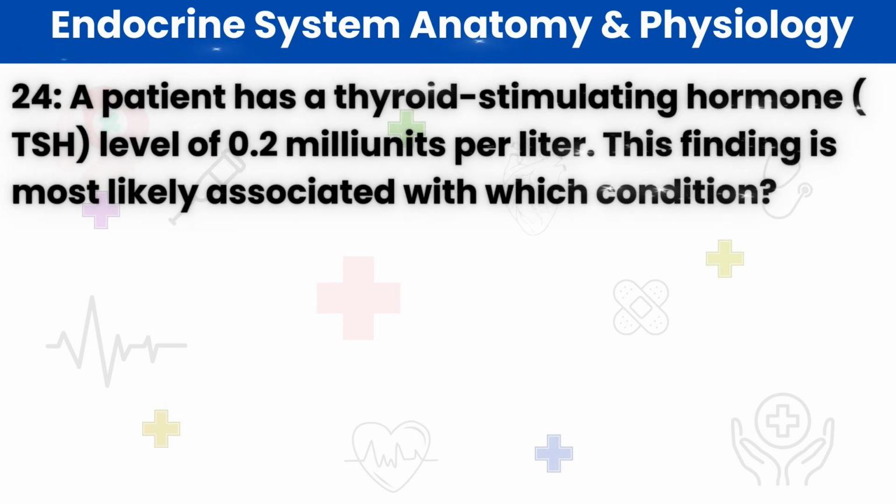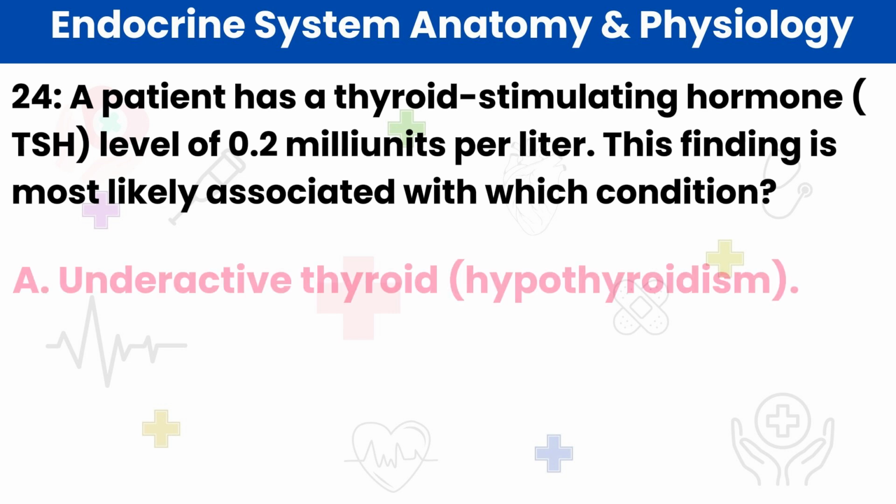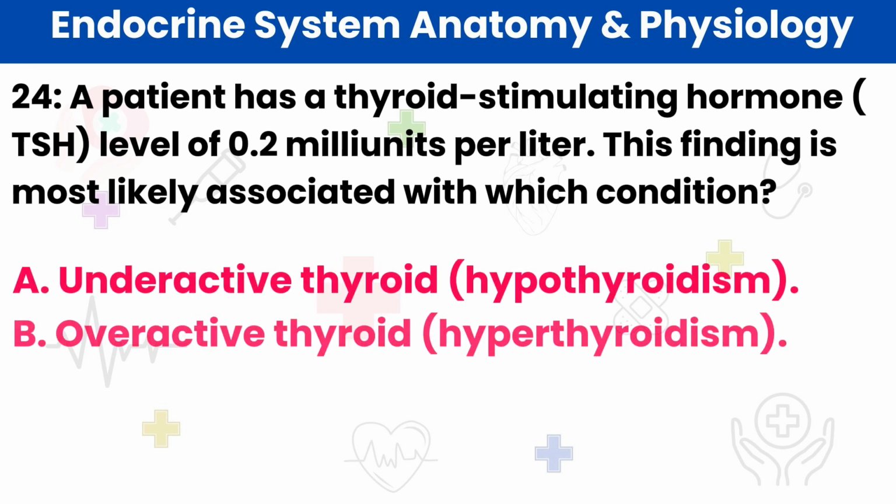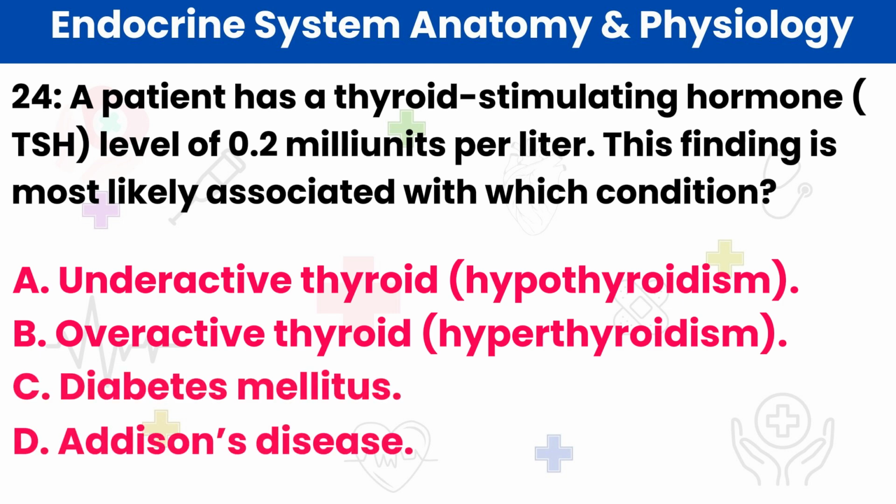24. A patient has a thyroid-stimulating hormone, TSH, level of 0.2 milliunits per liter. This finding is most likely associated with which condition? A. Underactive thyroid, hypothyroidism. B. Overactive thyroid, hyperthyroidism. C. Diabetes mellitus. D. Addison's disease.